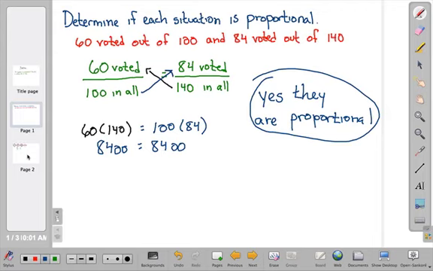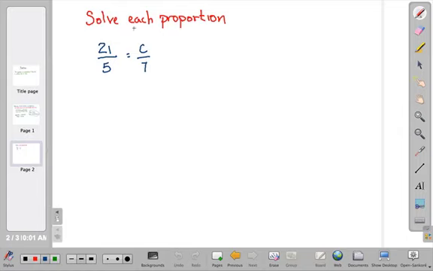Here's another kind of question that we might run into. We need to solve these proportions. So notice we have a variable here, c. So we're trying to figure out if the ratio 21 to 5, what do we need to put in for c so that it's some number over 7 and that these two things are proportional. Maybe we're mixing paint and we want to increase it, so instead of having 5 parts of something, we have 7 parts of something. So I'm going to look diagonally and I'm going to multiply.